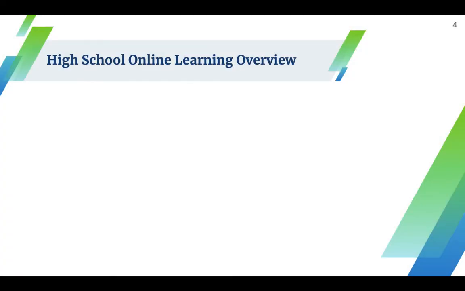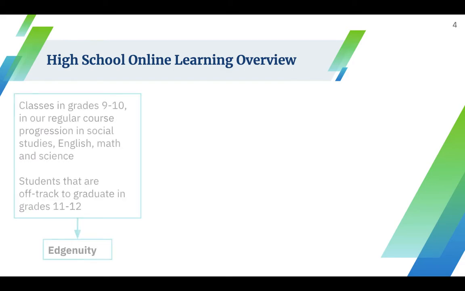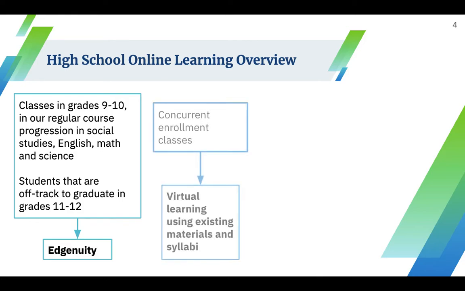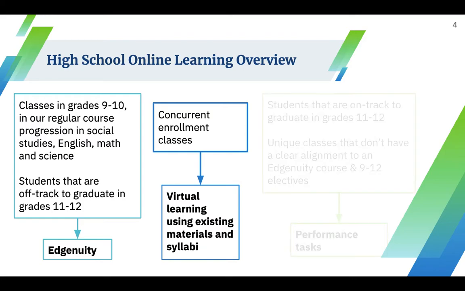So quickly, just to give you an overview of what's going on at the high school level, students in grades 9 through 10 in the core classes of math, English, social studies, and science, and students that are off track to graduate in grades 11 and 12 will be continuing their education through Edgenuity classes. Edgenuity is our credit recovery software platform, but it has been vastly expanded to meet the needs of all of those students. If students are in concurrent enrollment classes, the teachers and the students will continue on with their syllabi and the materials and lesson plans that were in there, but they will be teaching that through a virtual learning experience, most likely through a Google Classroom.